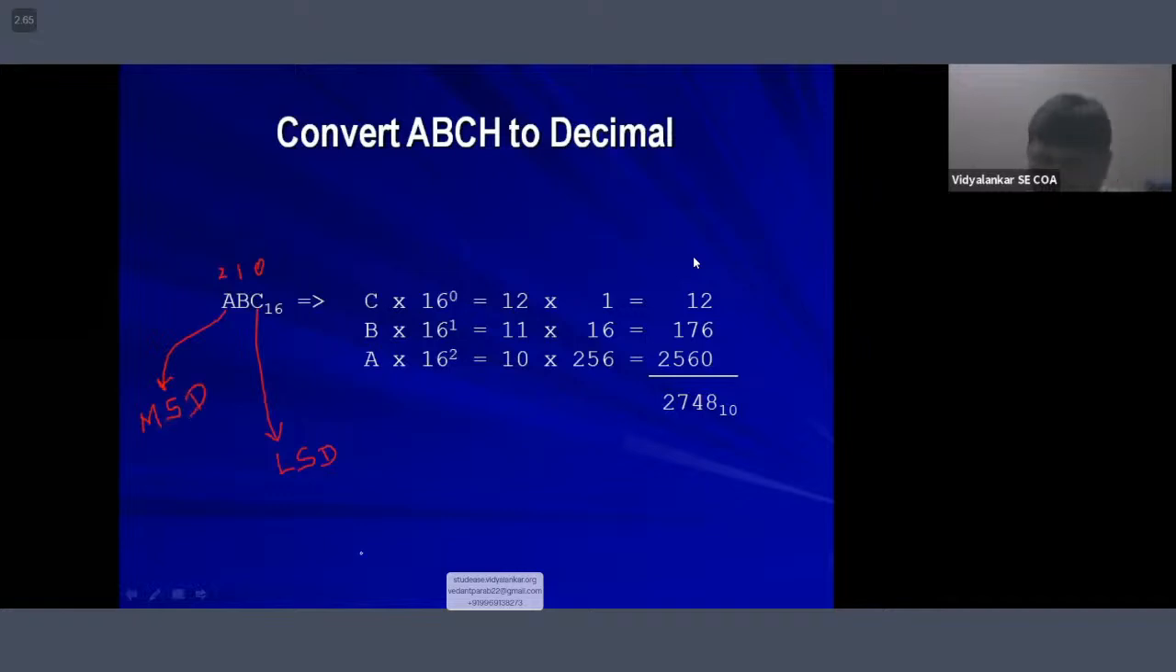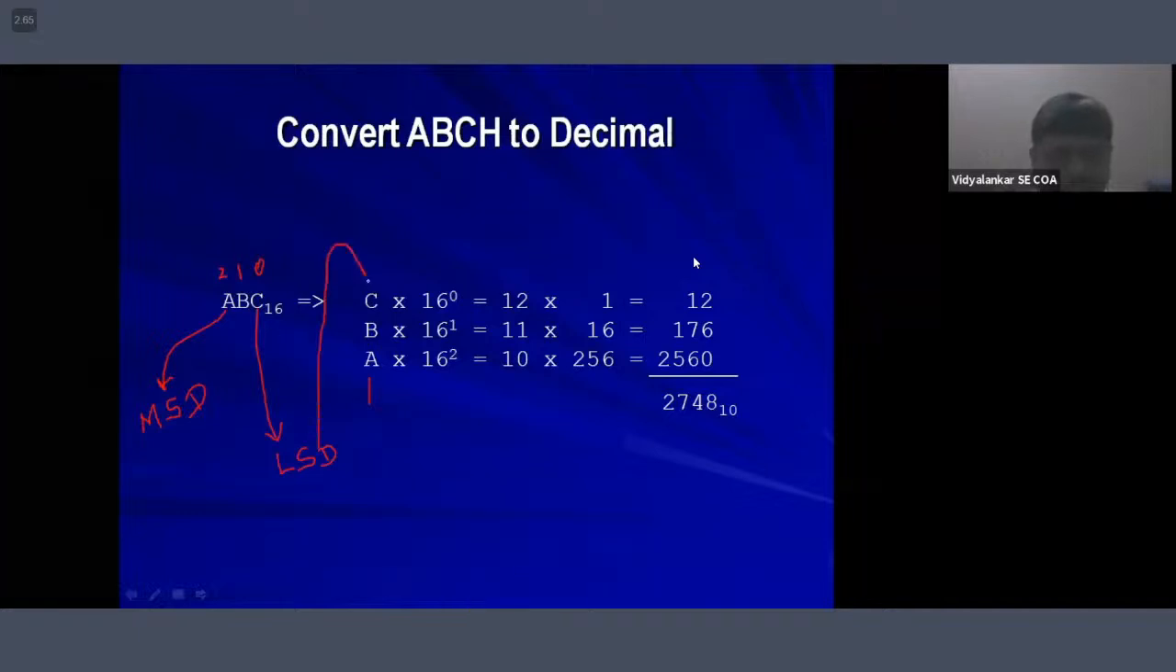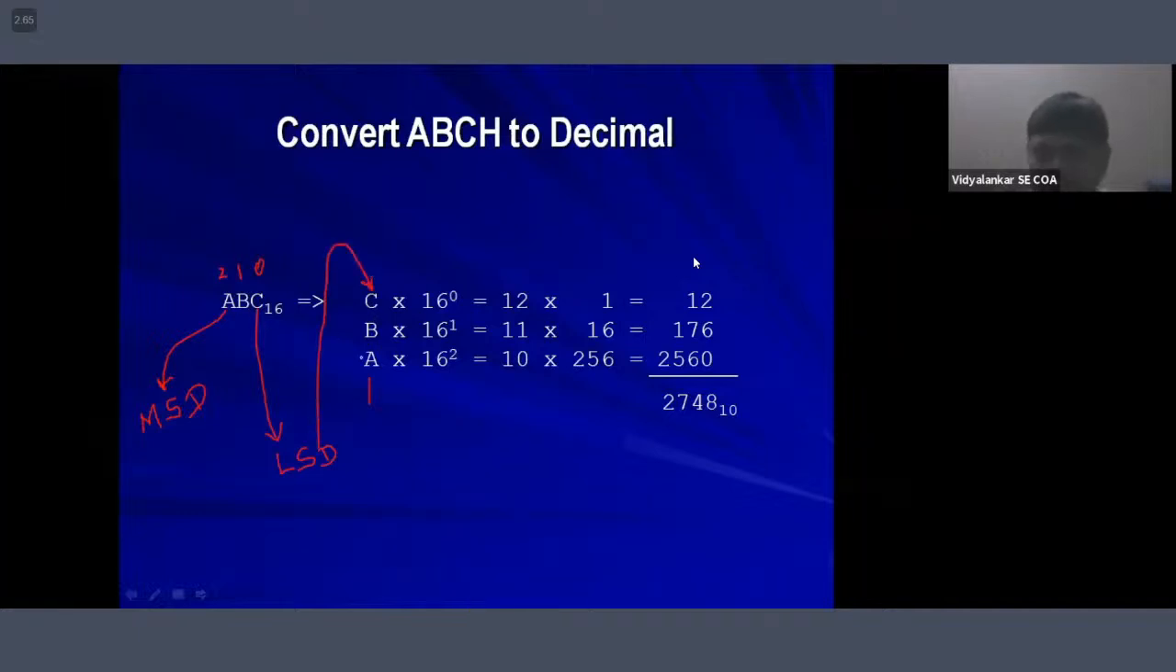Once again, I'm organizing all the digits in a column. You can see this column I'm referring to, where initially I will take the LSD, which is C, then B, and then the MSD, and I will multiply with the power of 16. Weight is 0, weight is 1, weight is 2, and all this is kids' mathematics, to get the final result in decimal.